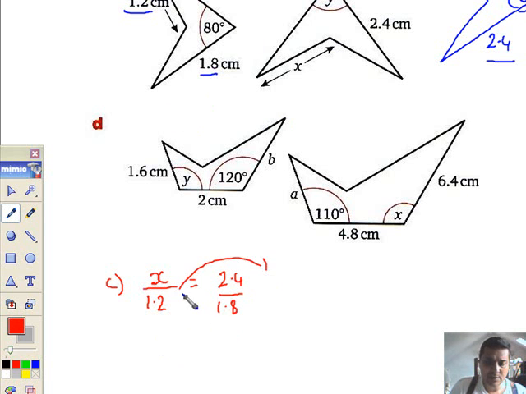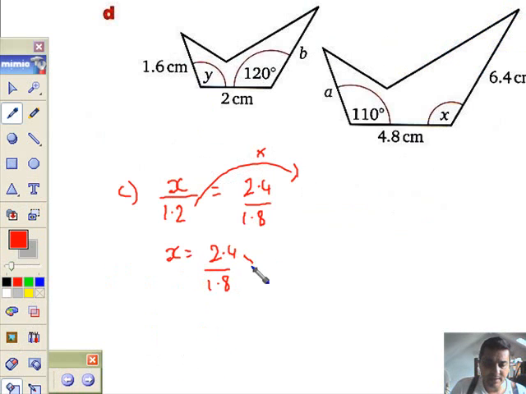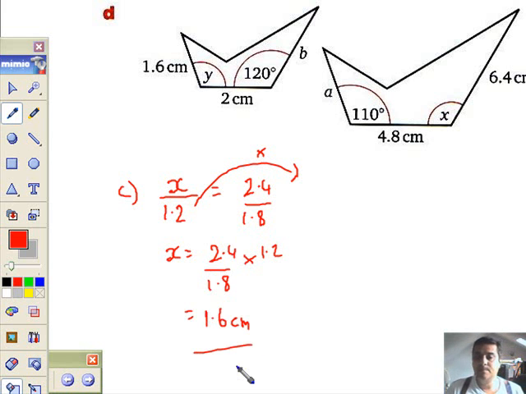So, as is usual, take the 1.2 over and multiply, and we get this: 2.4 over 1.8 times 1.2. Again, we'd have to use a calculator, so it's not a problem. So 2.4 over 1.8 multiplied by 1.2. That gives us 1.6. So x is 1.6 centimeters. Alright, and I think I'll do D here in blue.